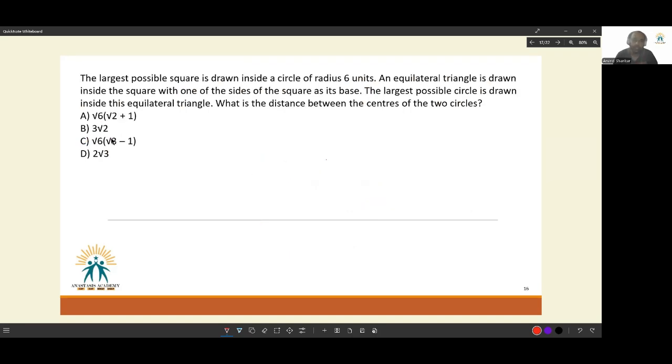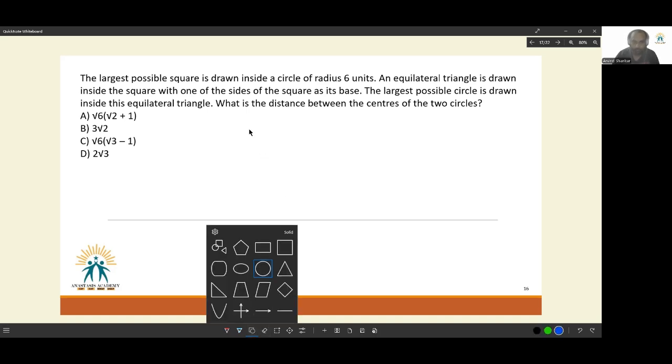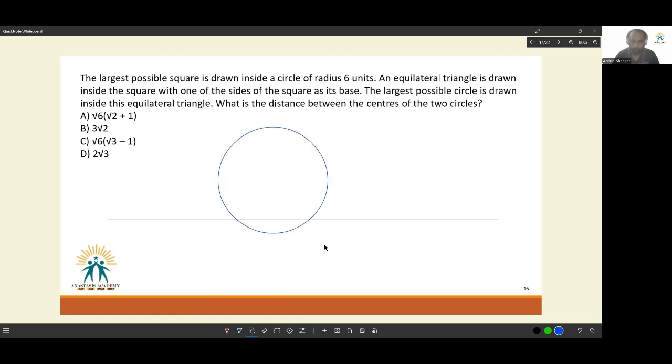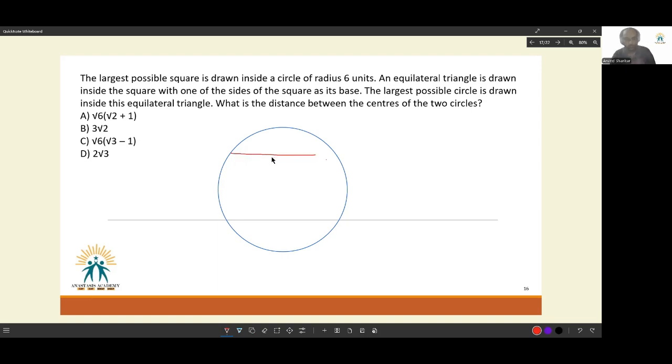Next, the largest possible square is drawn inside a circle of radius 6 units. An equilateral triangle is drawn inside the square with one of the sides of the squares as its base. The largest possible circle is drawn inside this equilateral triangle. What is the distance between the centers of the two circles? Okay. Very huge figure we have to take care of. First, we'll have to draw a circle. Then we have to draw a square within this. Center of the circle is somewhere here. Now we have to draw square within this.